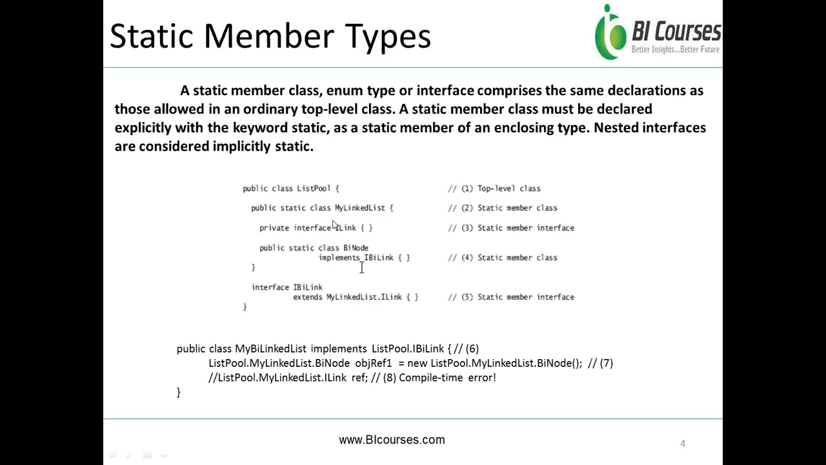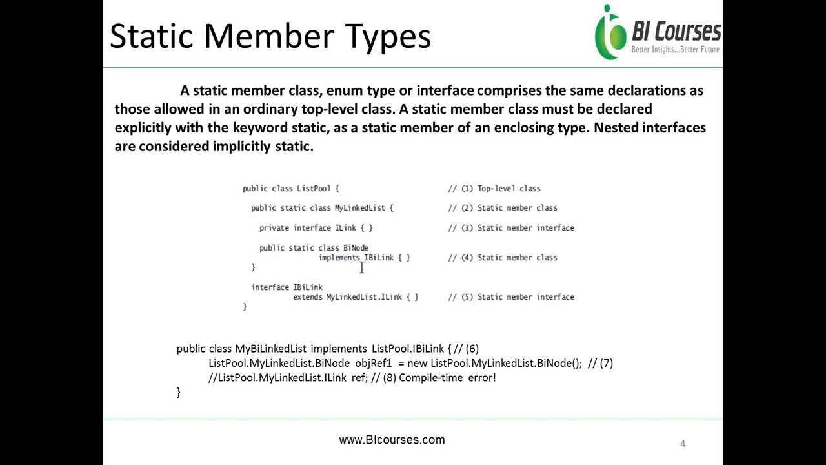Static member types. A static member class, enum type or interface comprises the same declarations as those allowed in ordinary top level classes. A static member class must be declared explicitly with the keyword static. As static members of the enclosing type, nested interfaces are considered implicitly static.